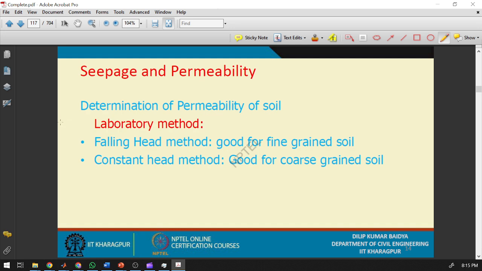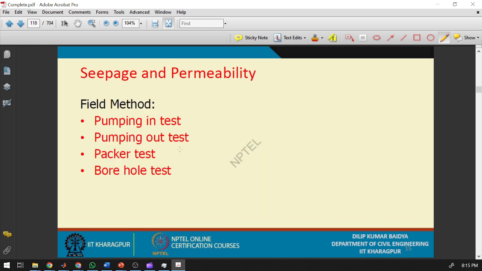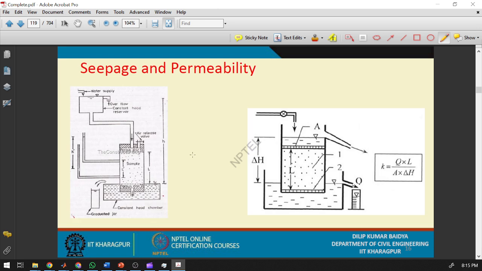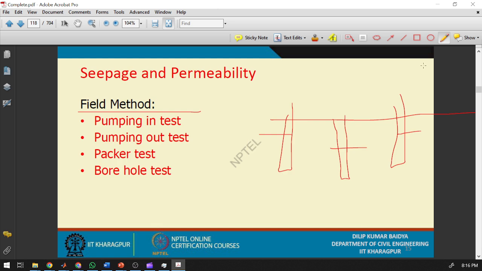Determination of permeability in the lab: we use the falling head method for fine grained soils and the constant head method for coarse grained soils. So we'll not go through the test methods. Pumping in test, pumping out test, packer test, and bore hole test. So these are the field methods in which we take a bore well and we pump. For example, we have groundwater here, and we pump out and we take other wells and we check the change in level of water based on the suction provided here.